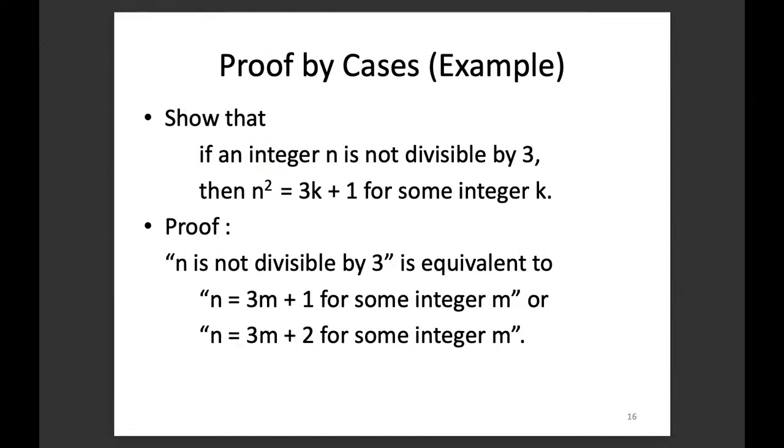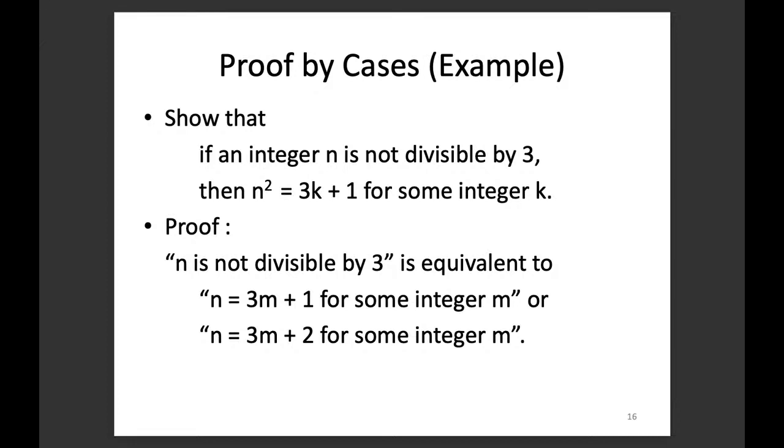Okay, so this example says that if an integer n is not divisible by 3, then n squared is equal to 3 times k plus 1 for some integer k. Now here, an integer n is not divisible by 3, so there can be tons of them, millions of them, an infinite number of them. But what we are going to do here is classify the numbers, all the integers in the whole universe, into 3 groups.